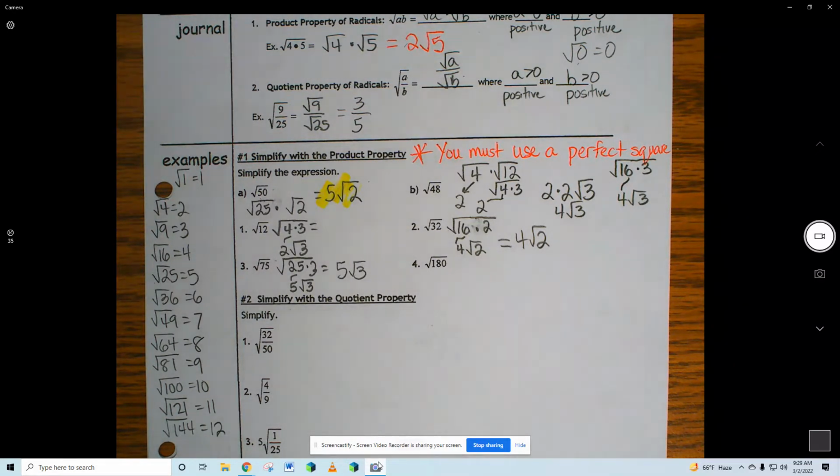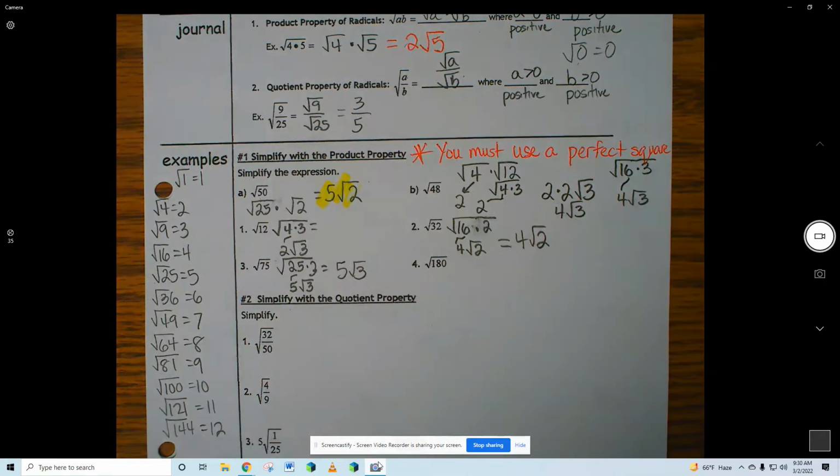Okay. 180. Woo! 4, 9, 16, 25, 36, 49. What's the number that goes into 180? 180 is big. All right, take out the 0. What goes into 18? 9. So if 9 goes into 18, don't you think 9 is going to go into 180? That's how math works. It will go in.